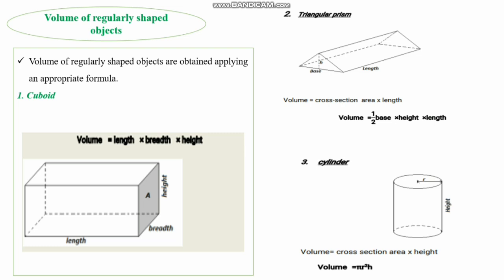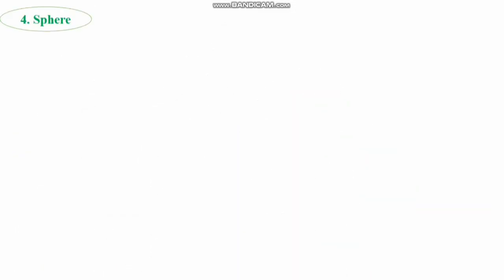The next volume is the volume of the cylinder. It is calculated by cross-sectional area times height. The cross-sectional area is the circular part with a radius, so it is pi r squared times height. That gives you the volume of the cylinder. Now the sphere, as you can see, is almost circular, but it's not circular. The volume is calculated by 4 divided by 3 pi r cubed. So the radius is cubed in this case. That gives you the volume of the sphere.